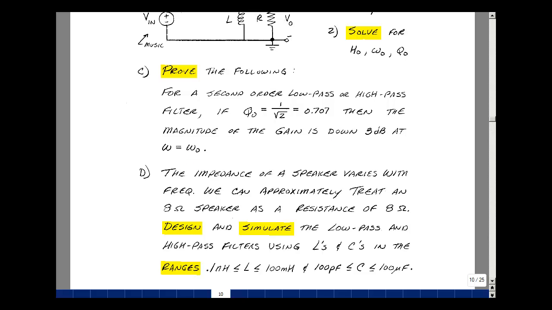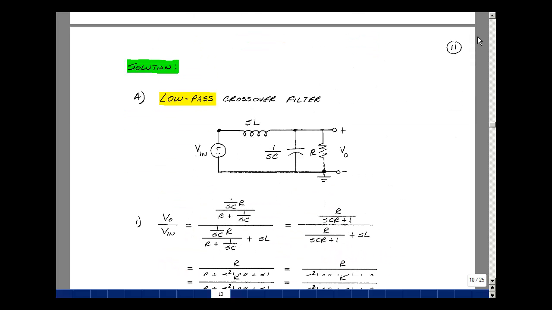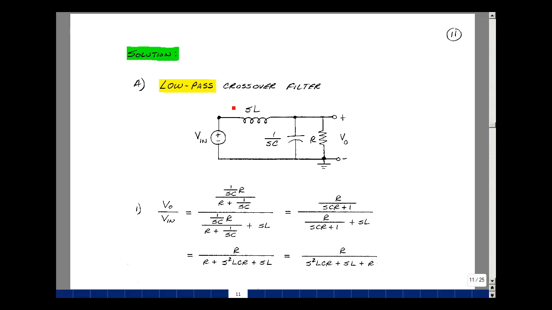Lastly, the impedance of a speaker varies with frequency. We can approximately treat an 8 ohm speaker as an 8 ohm resistance, but it is an approximation. I'd like you to design and simulate your low-pass and high-pass filters using L's and C's that are in the following ranges. For the inductances between 100 microhenries and 100 millihenries, and for the capacitances between 100 picofarads and 100 microfarads. Let's begin by analyzing the low-pass crossover filter.